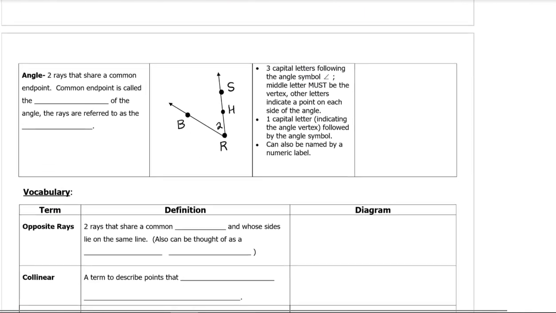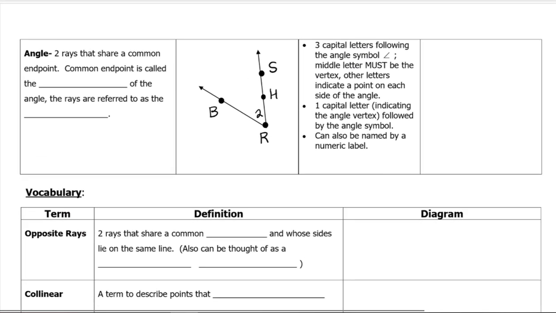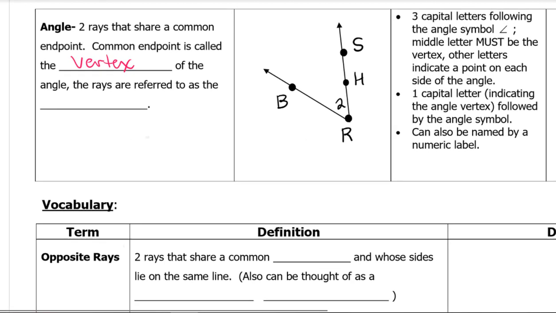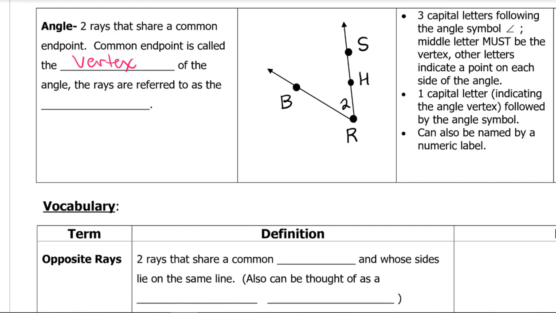Looking at those figures. Now, of course, we've got angles, and angles have some options too. When you look at angles, they're going to be two rays. They're going to share a common endpoint, and that endpoint is going to be called the vertex. And then the other parts, the rays, are going to be referred to as sides. So if we look here in our little picture, the vertex is going to be vertex R. And then our two sides go on in different directions. We've got one side that has the S and the H, and the other side over here that has the B on it.